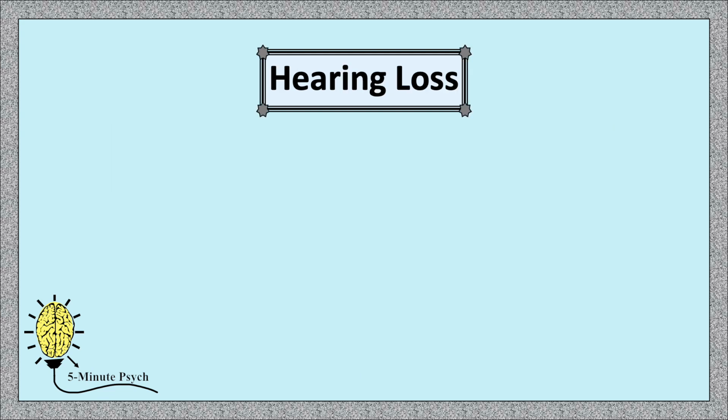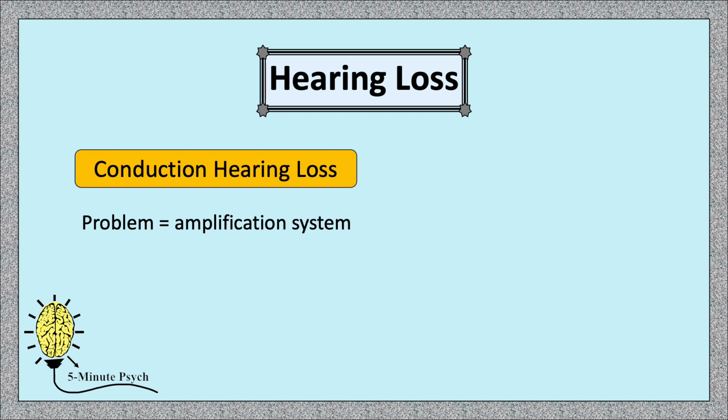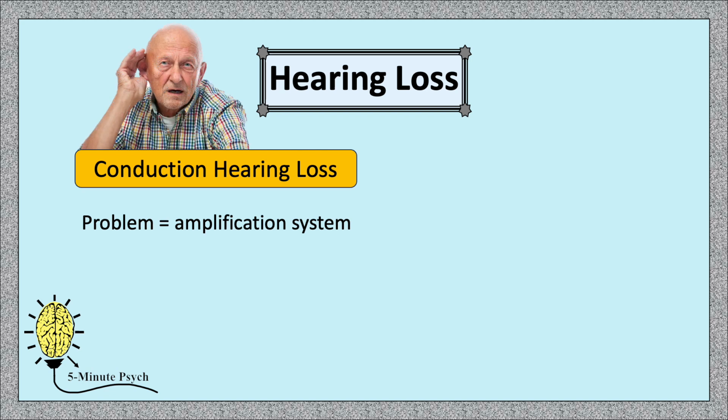Now that we know how the ear works, we can understand two different kinds of hearing loss. With conduction hearing loss, the problem is with the amplification system. Either the ossicles aren't working or the eardrum is punctured. With this kind of hearing loss, a hearing aid works because it amplifies the sound so that the fluid inside the cochlea moves and then the person can hear.